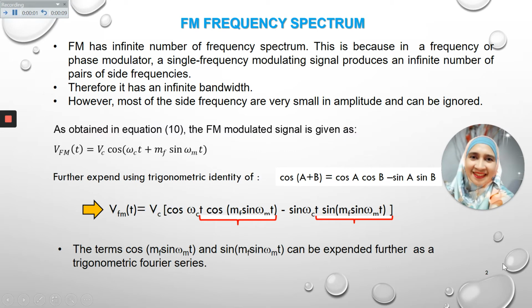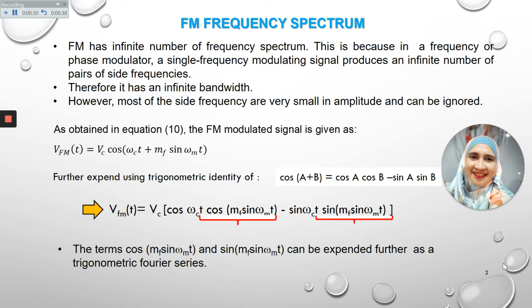Okay, frequency spectrum. Frequency modulation has an infinite number of frequency spectrum. This is because in a frequency or phase modulator, a single frequency modulating signal produces an infinite number of pairs of side frequency. Therefore, it has an infinite bandwidth. However, most of the side frequency are very small in amplitude and can be ignored.